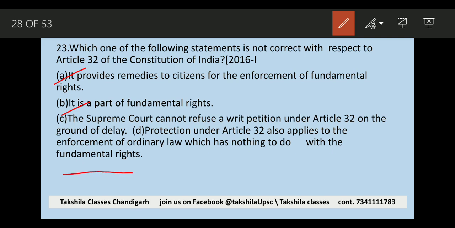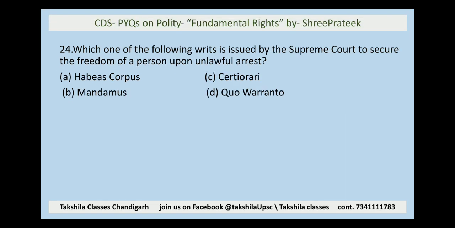So ये क्वेश्चन बिल्कुल वही रिपीट हुआ, लेकिन कहीं ना कहीं गलती क्या पूछा, नॉट करेक्ट, तो D ऑप्शन इसका गलत है, क्योंकि आर्टिकल 32 अप्लाइज only in the case of fundamental rights, not in any case in any law which is being breached where article 32 can be used. So यहाँ पे लिखा nothing to do with fundamental rights, ऐसा चीज़ नहीं है, सिर्फ related to fundamental right article 32 can be used. Then to secure the freedom of a person upon unlawful arrest, that is habeas corpus.